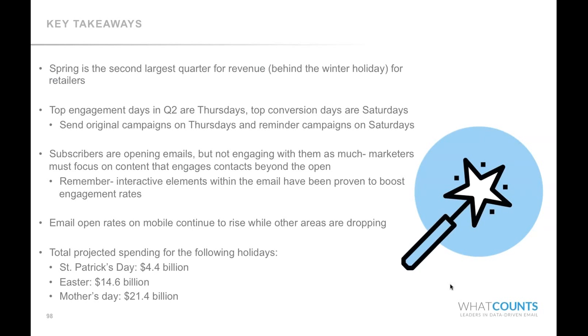And then subscribers are still opening emails, but getting them to engage is getting harder and harder. So it's important as marketers to focus on content in your emails that really engages your subscribers beyond just getting them to open. So interactive elements within the email, video, countdown timers, live feeds, real-time weather information, live maps, things like that. Email open rates on mobile continue to rise while other areas are dropping. So ensuring that you're using a mobile responsive design is going to be super important.